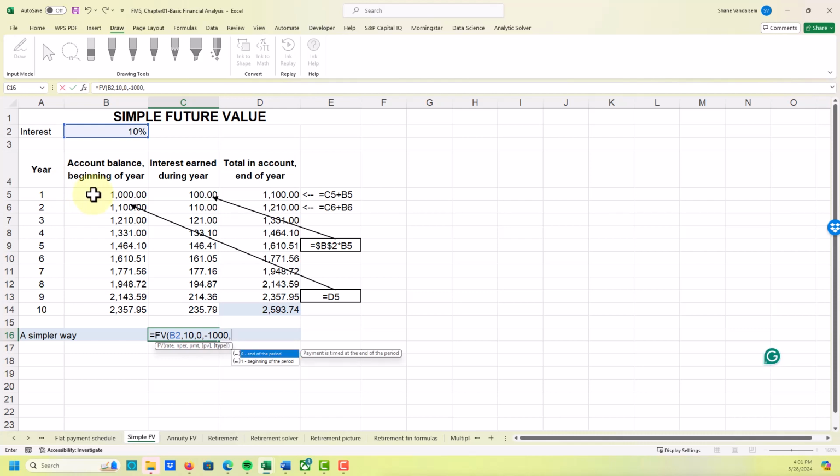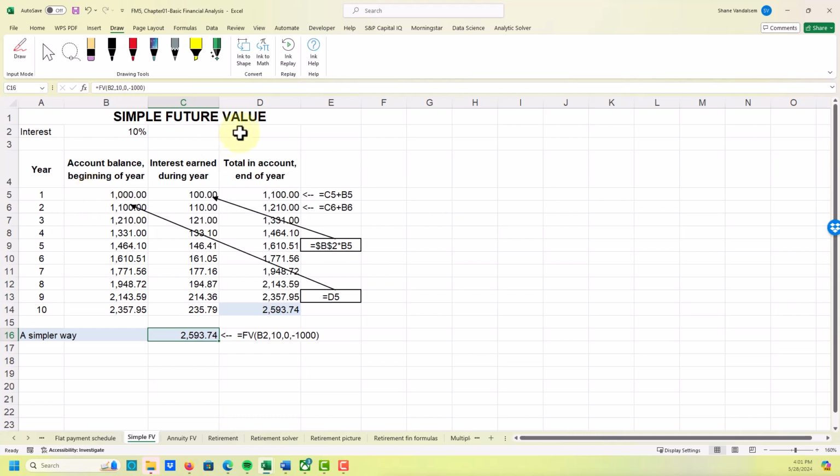And then the last item here is type. Well, in this case, type doesn't really matter because this is not an annuity, this is a lump sum, so we could put 0 or 1 here. Or you can just choose to leave that blank and just not include that in your calculation. So here's your answer, $2,593.74, which matches what we got in our table. Okay. So let's move on now to the annuity.